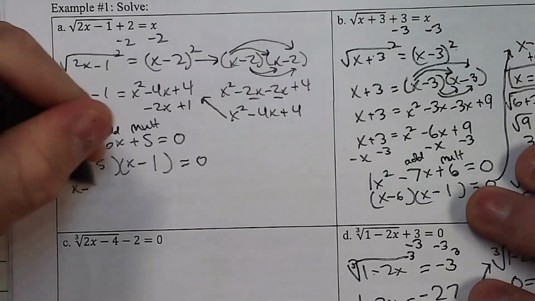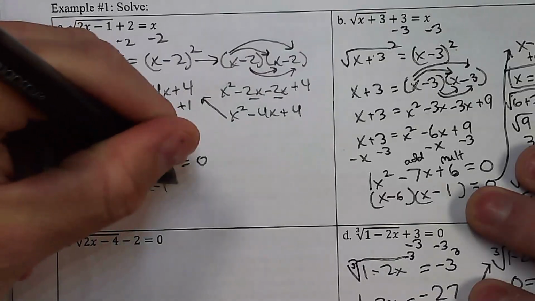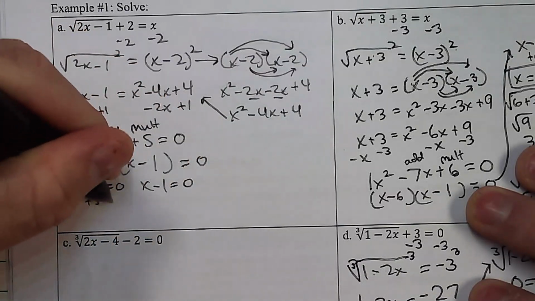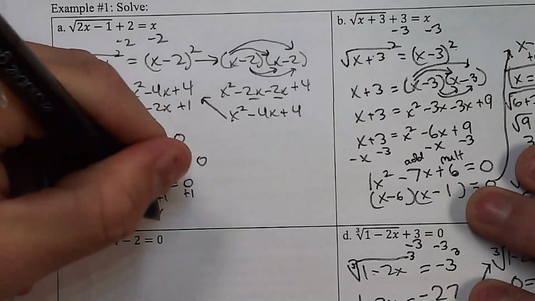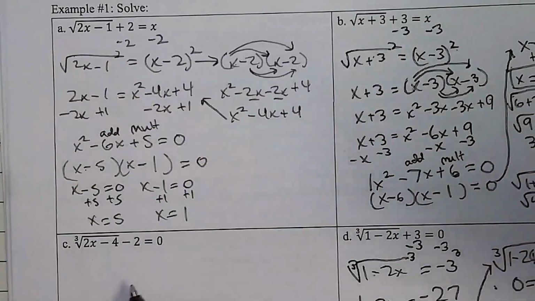Now I'm going to set each of these equal to 0, zero product property. So add 5, x equals 5. Add 1, x equals 1. Now, I'm going to stop there.